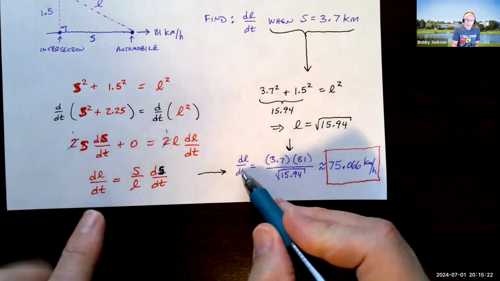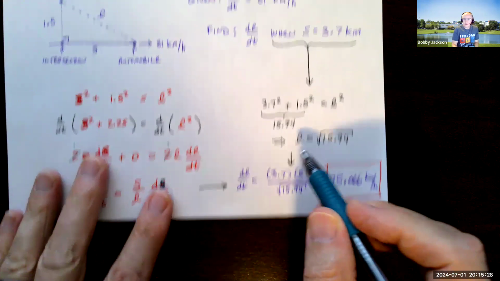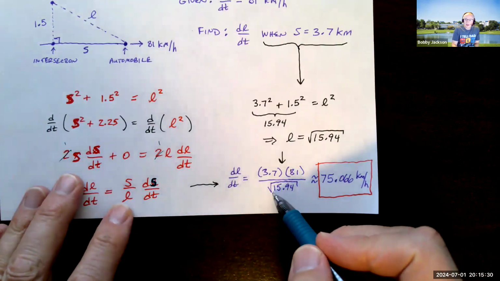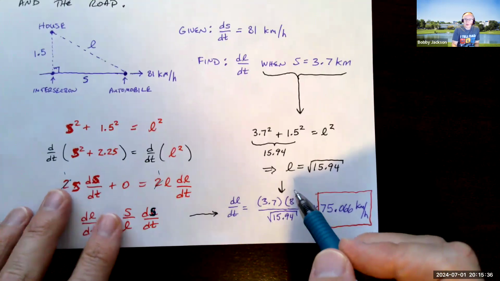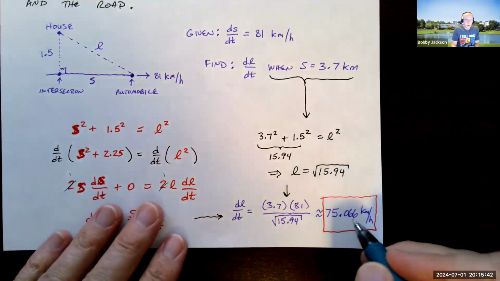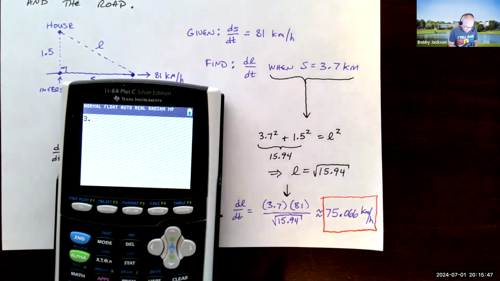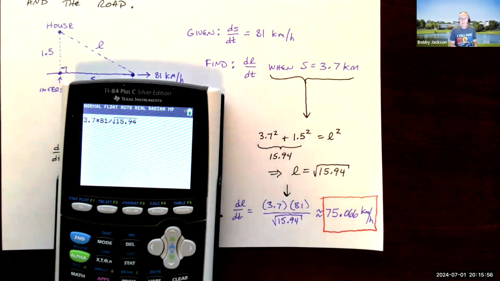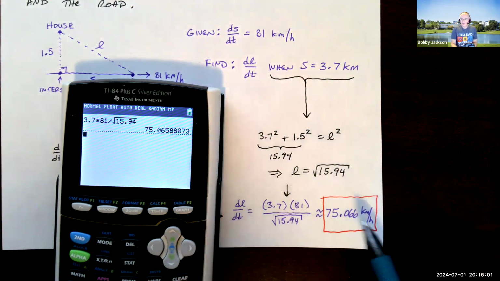So dl dt then is S times ds dt, remember ds dt is 81 kilometers per hour, divided by L, right? And L was the square root of 15.94. If I use the calculator to do that, they do want this rounded to 3 decimal places, so be careful. You've got to go all the way out. So when I use the calculator to calculate this, square root of 15.94, right? Because the 4th decimal place is an 8, we're going to round that 5 up to a 6.